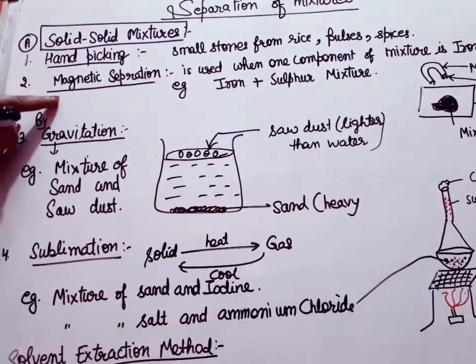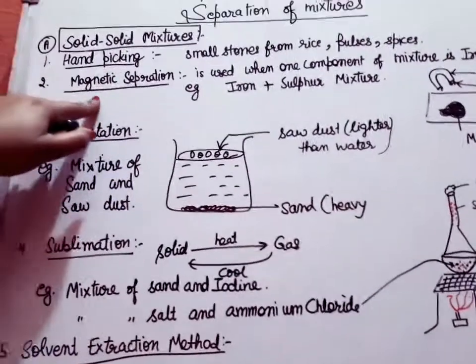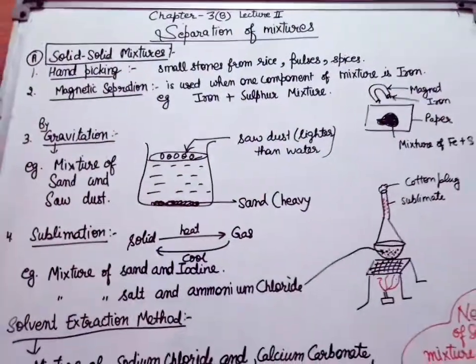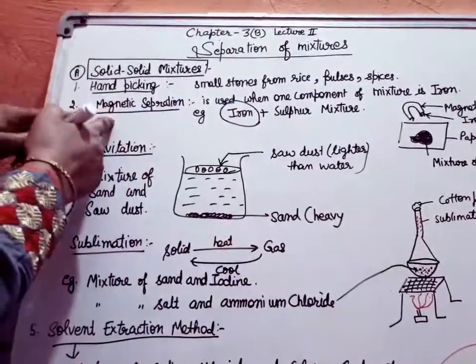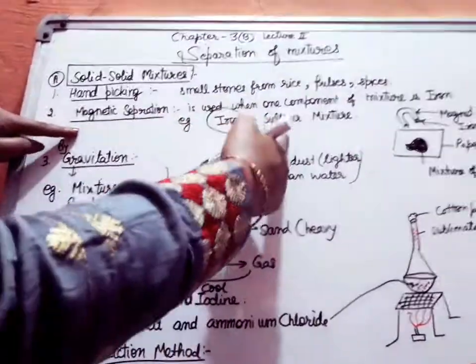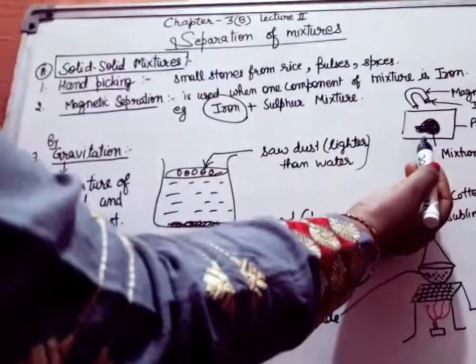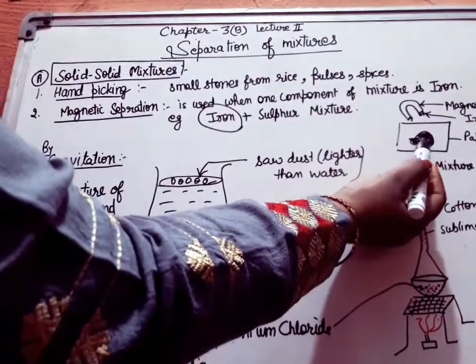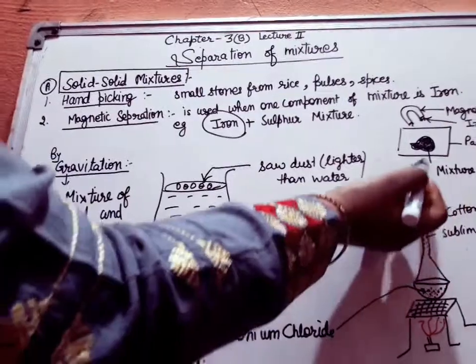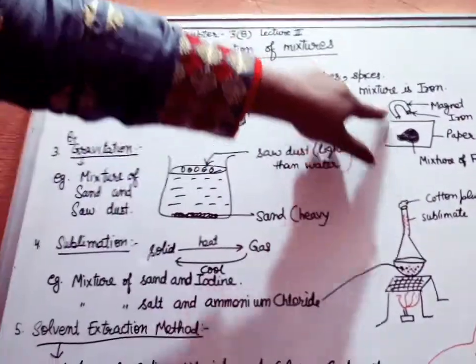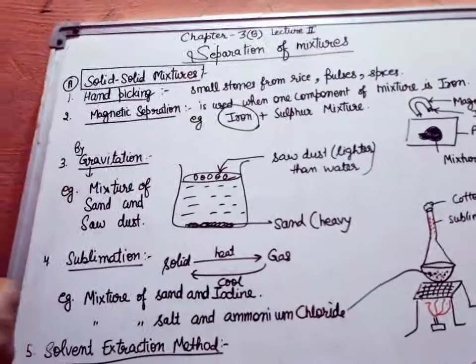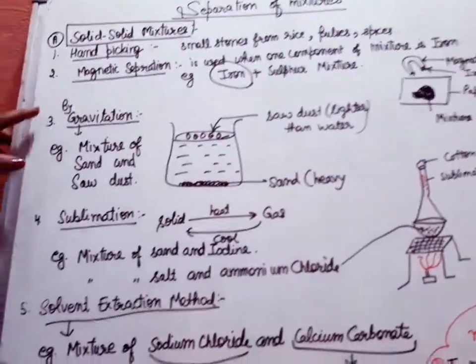Now magnetic separation is used when one of the components of a mixture is iron. जब भी कोई मिक्सचर को सेपरेट करना है उनमें से एक अगर कंपोनेंट आयरन है, then we will use magnetic separation method. For example, iron and sulfur mixture. This is the diagram of magnetic separation. This is the mixture of iron and sulfur. This is the paper, and with the help of magnet, iron can be separated and the sulfur will remain here on the paper.